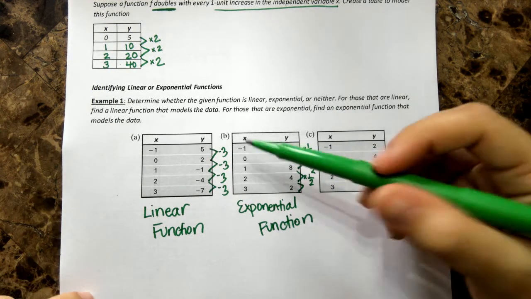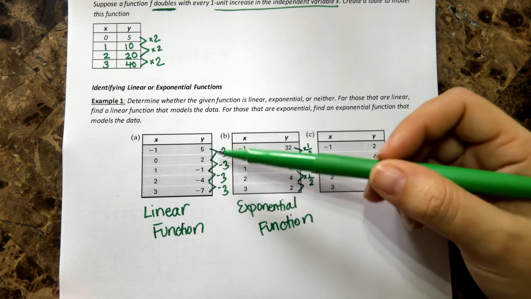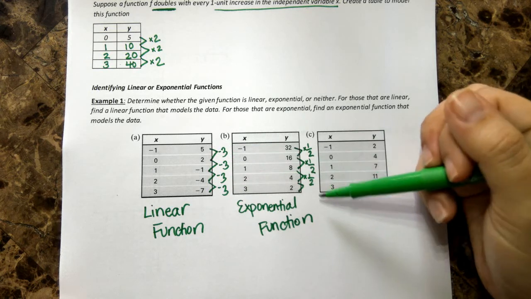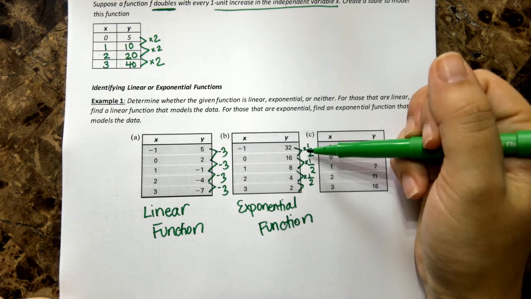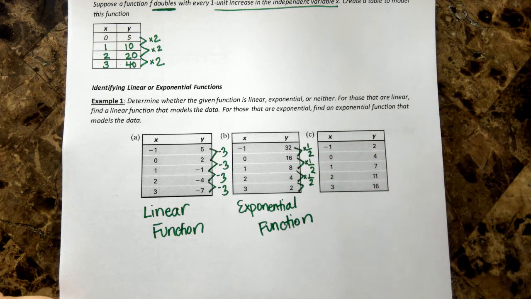So linear functions have a constant add or subtract number that's being either constantly added or constantly subtracted from one to the next. And exponential functions have a number that's being multiplied constantly from one to the next.